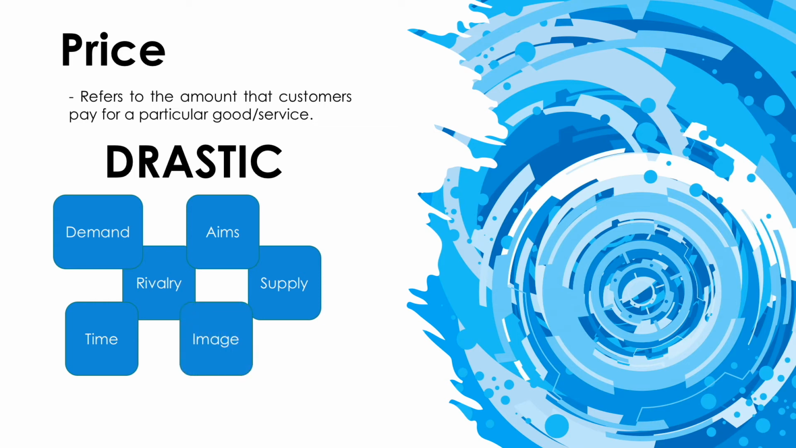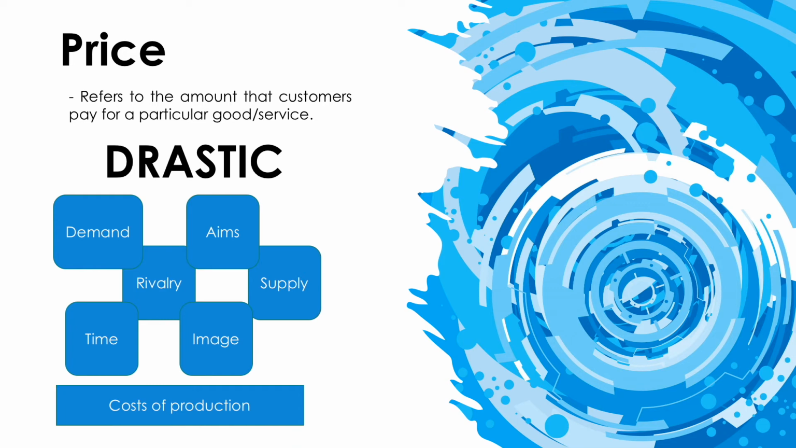Image is also a very important factor, where businesses with a prestigious and exclusive image can charge higher prices for their products, such as Lamborghini cars or luxurious hotels. And finally, the final factor is the costs of production. The higher the cost of production, the higher the price tends to be.